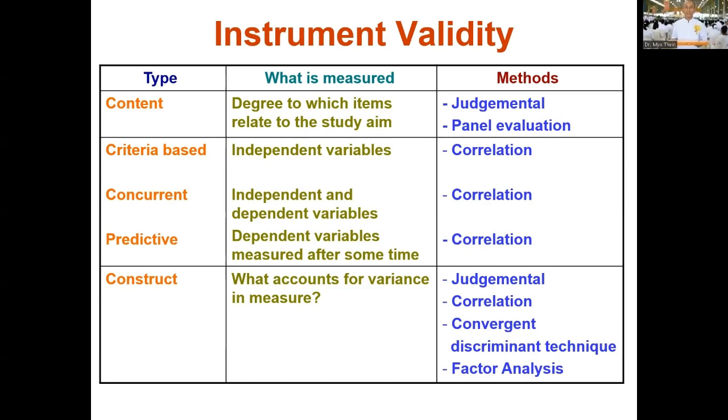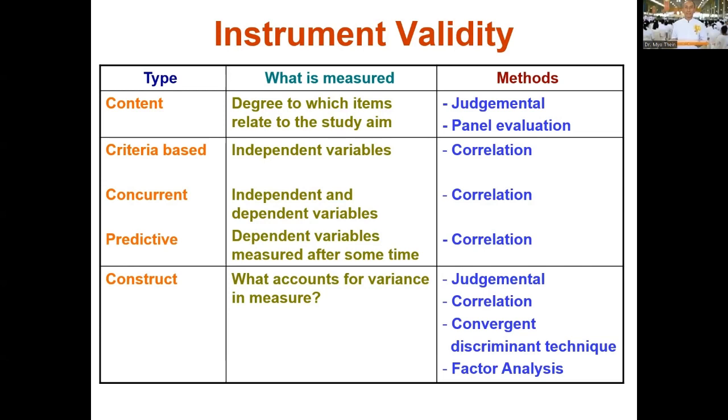Then criterion-based validity is about independent variables. These are measured through the methods of correlations. Concurrent validity involves independent and dependent variables, and it is also through the method of correlations. Then predictive validity, where dependent variables are measured after some time, is also through the method of correlations.